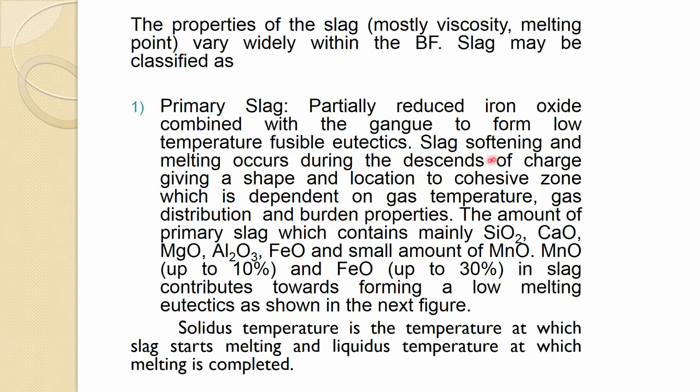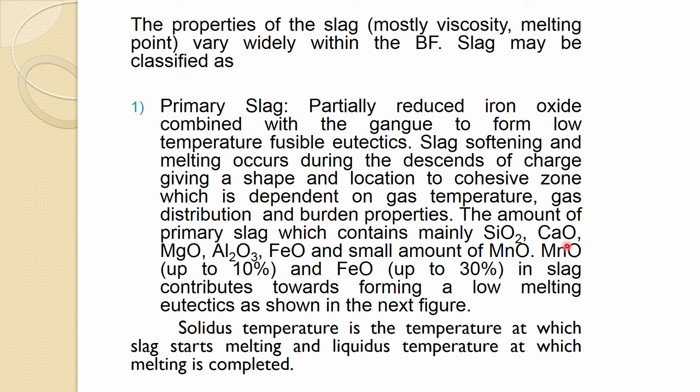So, the cohesive zone is where actually the oxide combines with the gangue material, mostly CaO, SiO2, to form low temperature fusible eutectics. So, these are low temperature eutectics, and they start softening and start melting slowly. The primary slag contains mainly SiO2, CaO, MgO, Al2O3, FeO and a small amount of manganese oxide. So, in this region the main constituents of the slag are these.